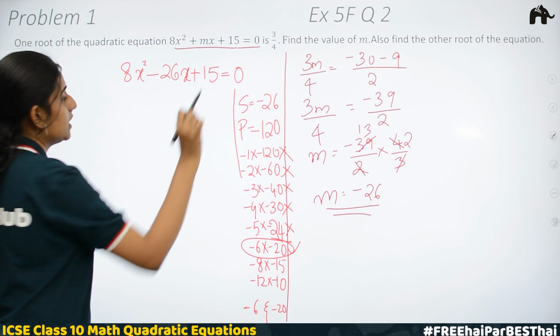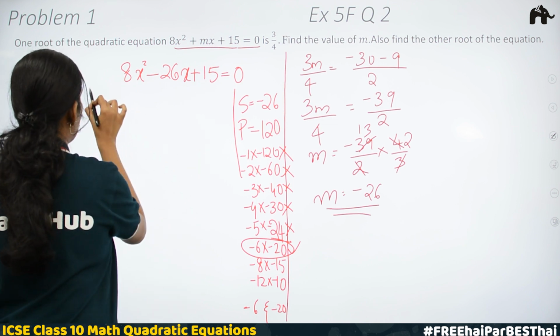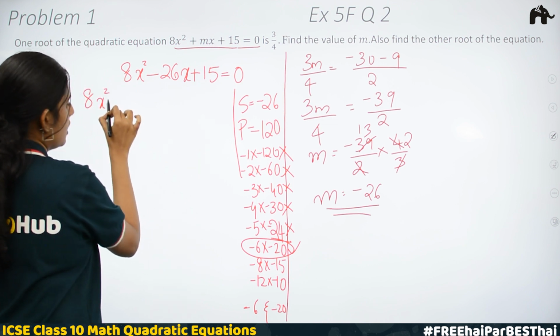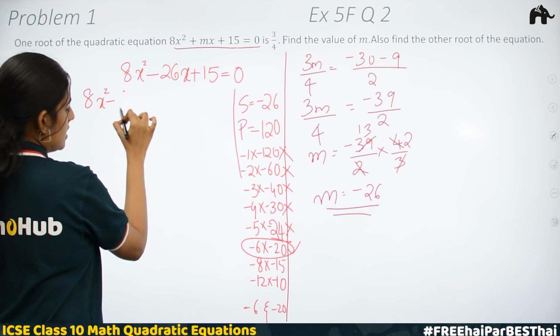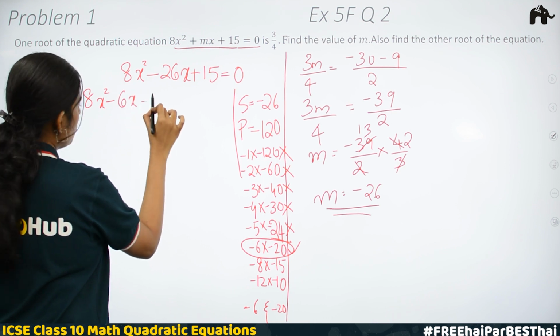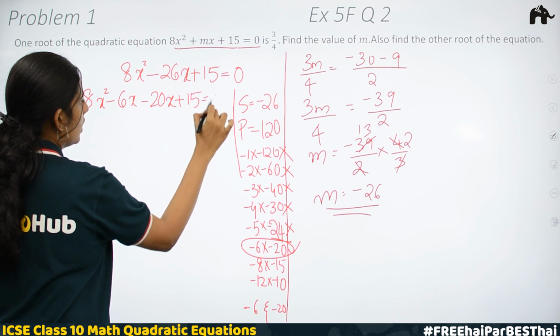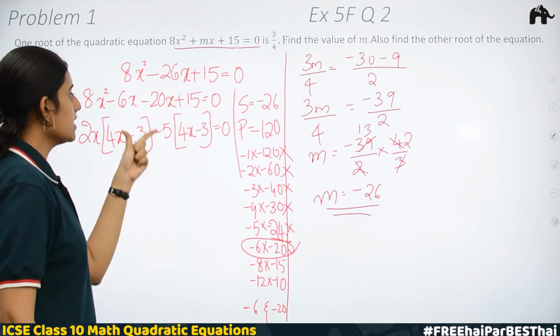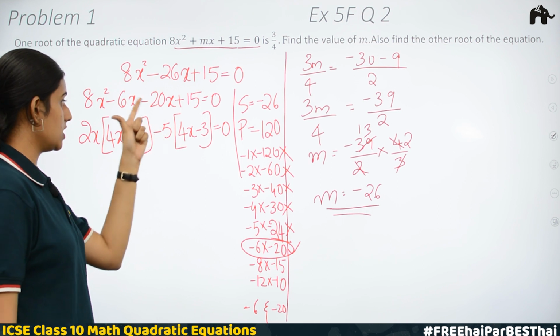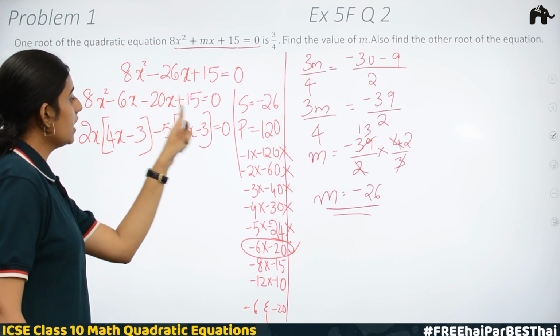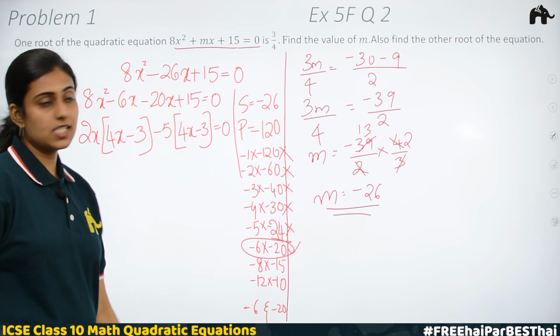Okay, now split the middle term. We have 8x square minus 6x minus 20x plus 15 is equal to 0. 4x into minus 5 is minus 20x. Minus 5 into minus 3 is plus 15.